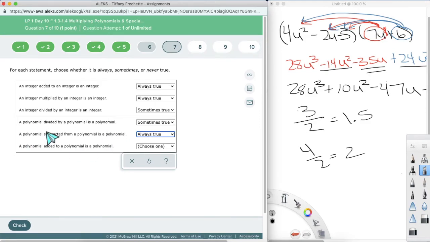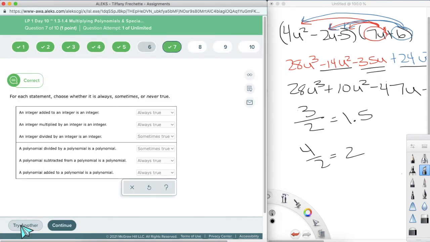A polynomial added to a polynomial is a polynomial. So this is definitely going to be always true. So if this isn't correct, I'm going to assume that it's this guy here. So let's go ahead and check it. Ooh, okay, so this was correct. So they weren't taking into account that you were going to subtract pieces and they were going to cancel out. So that was the only thing I was a little bit worried about there on that statement. All right, let's go to the next one here.